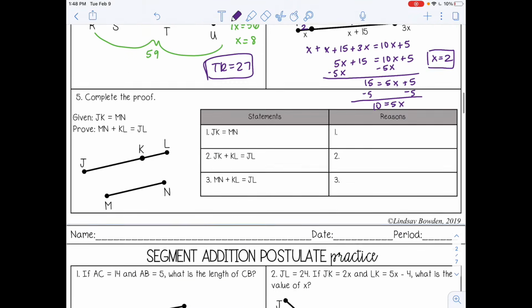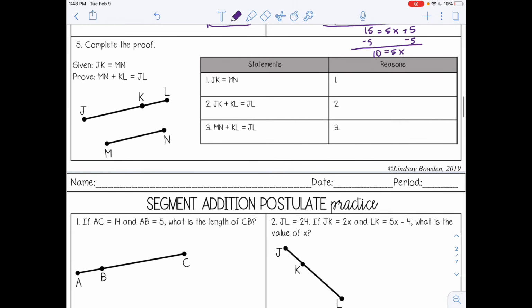All right, and then the last one, complete the proof. We're given that JK equals MN. So basically this piece and this segment are the same length. Number 2 says JK plus KL equals JL. So JK plus KL gives us the whole thing JL. That is the segment addition postulate.